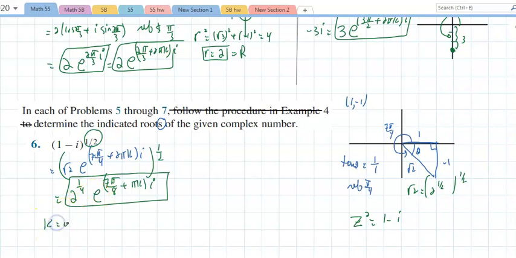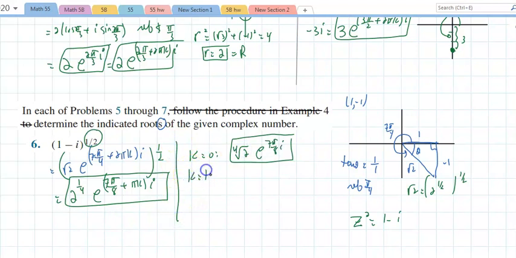First solution, you let k equal 0. You will get the fourth root of 2 e to the 7 pi over 8 i. That's fine as an answer. And I'm going to let k equal 1. I will get the fourth root of 2 e to the, if I take pi plus 7 pi over 8, that's 8 plus 7, 15 pi over 8 i.